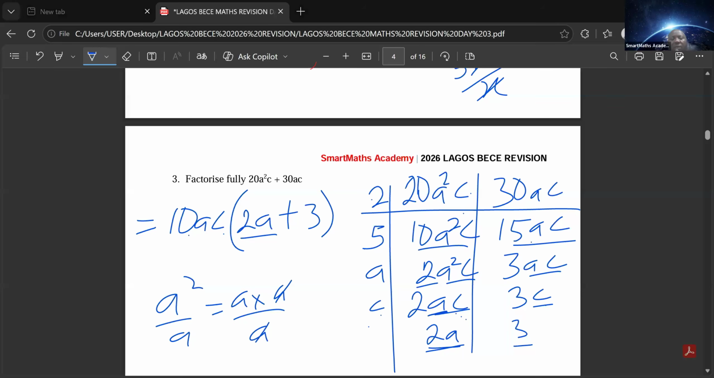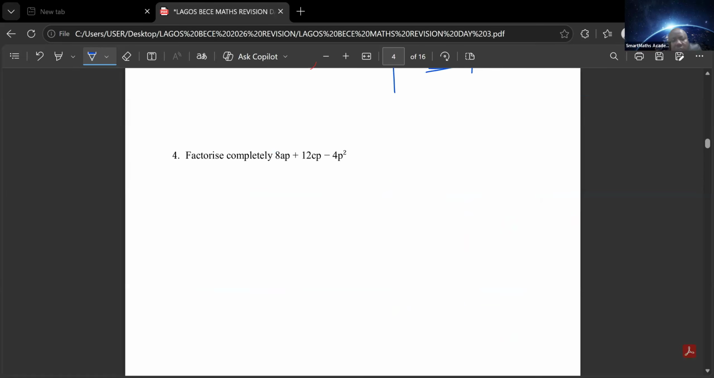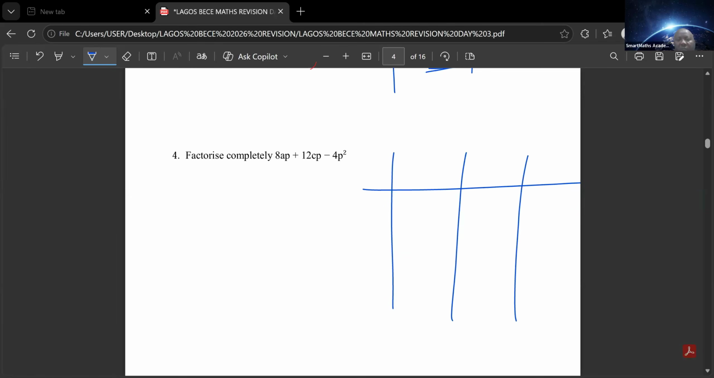Now the same thing here. Factorize completely. You do the same thing. So this one we have 3 terms: 8ap, 12cp and 4p squared. The highest common factor here is 4. 4 can go. So this is going to give us 2ap. 12 divided by 4 will be 3cp. And 4 divided by 4 is 1, p squared.